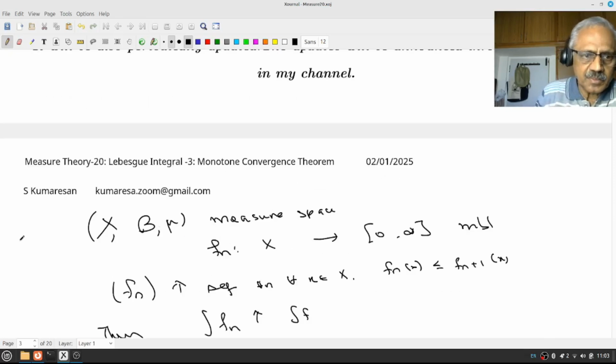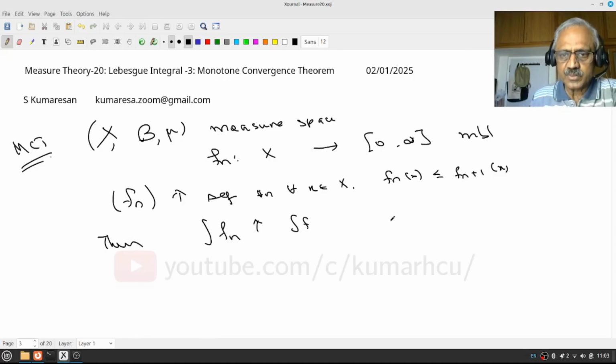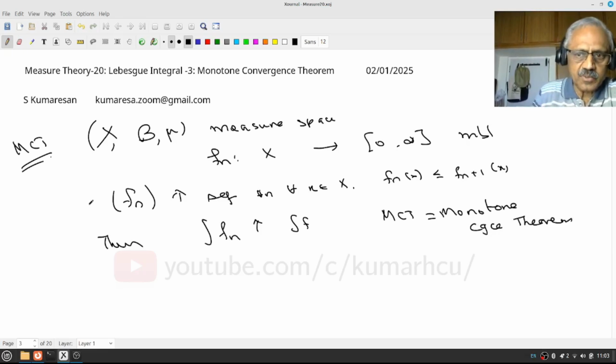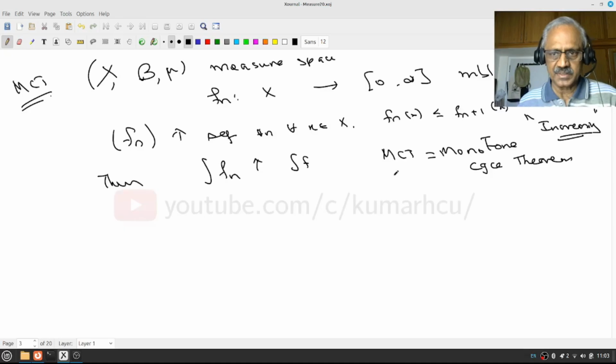Let me call it MCT. This is a short-term notation that I will be using throughout the course. MCT stands for monotone convergence theorem. As I said, even though the word is monotone, this is actually increasing. It deals only with increasing sequences. Please remember that. We will look at a counterexample later.